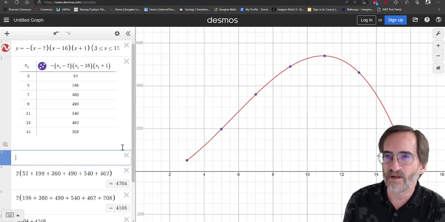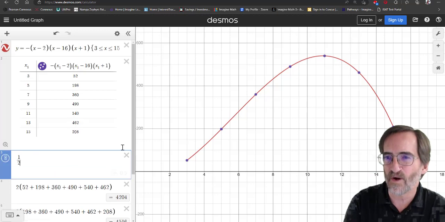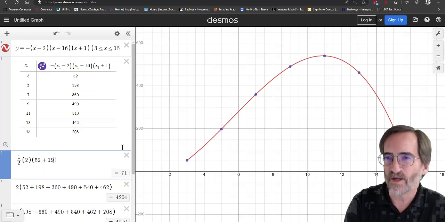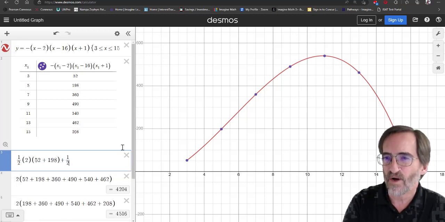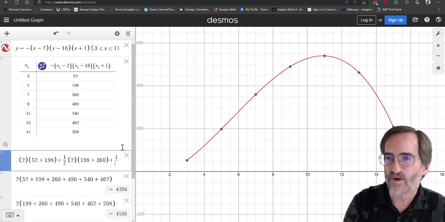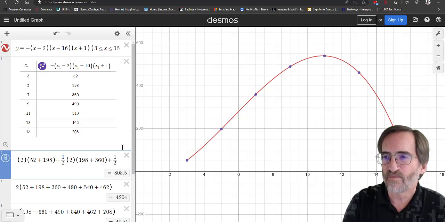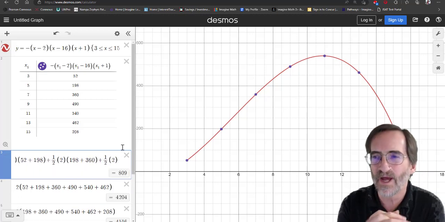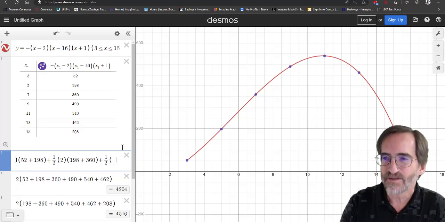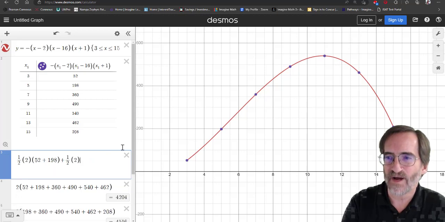So the first trapezoid is going to be 1/2 of 2 times 52 plus 198, plus 1/2 of 2 times 198 plus 360, plus 1/2 of 2. Now, by now you should be noticing they all have 1/2 of 2. So do you think we can factor that out? And the answer is yes. So let's simplify it that way. We can factor that out, so 1/2 of 2.